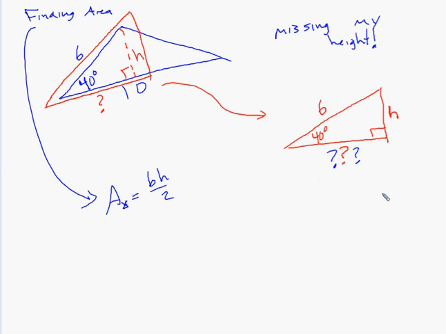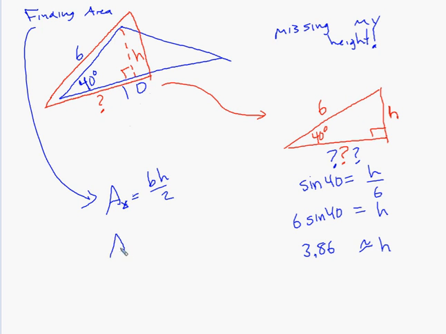Because this is a right triangle, my regular trig functions work: sine of an angle, cosine of an angle, tangent of an angle. I use sine, opposite over hypotenuse. So sine of 40 equals h over 6, which means h is 6 sine 40, which is about 3.86. So that's my height.